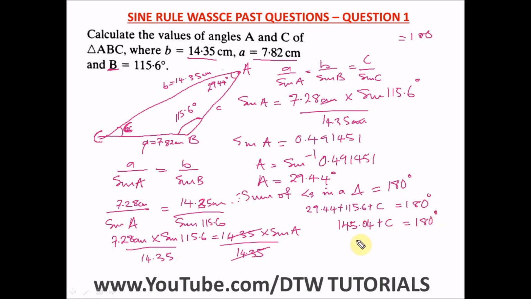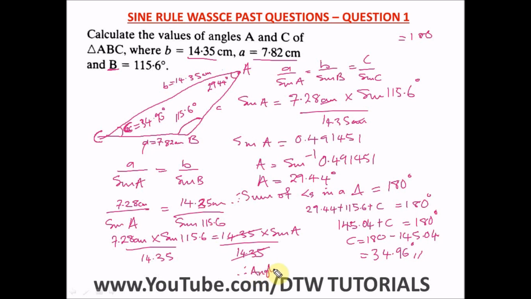So here we have taken 145.04 to the other side, we're going to have a negative, so we have C equal to 180 minus 145.04. This is going to give us 34.96, so this is our answer. So this angle here is equal to 34.96 degree.